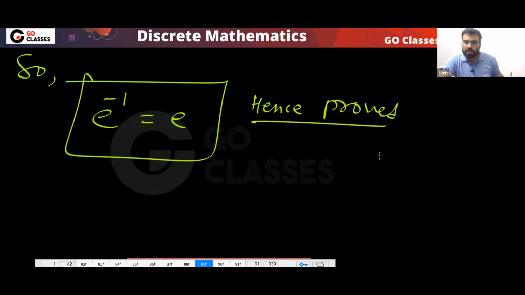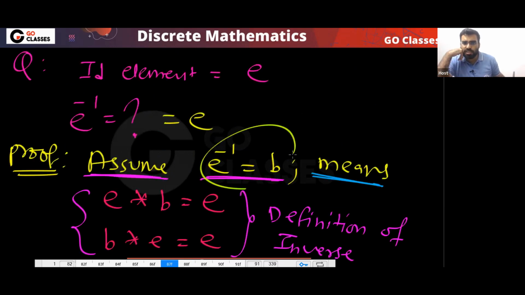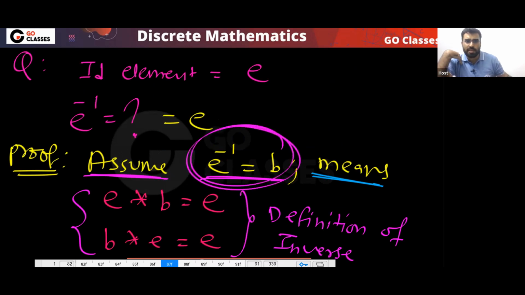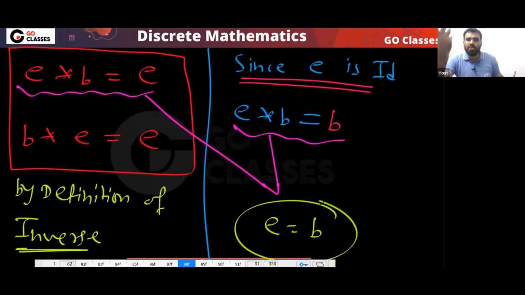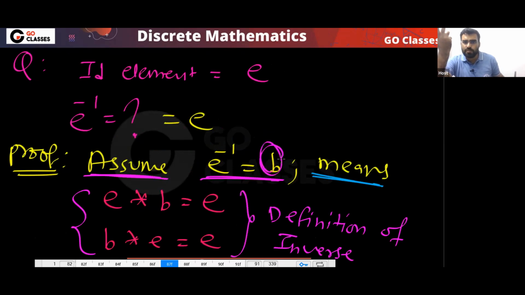Yes or no? See what we did. We are assuming that E inverse is B. This is what we are assuming. And then we are finding that this B actually is equal to E.